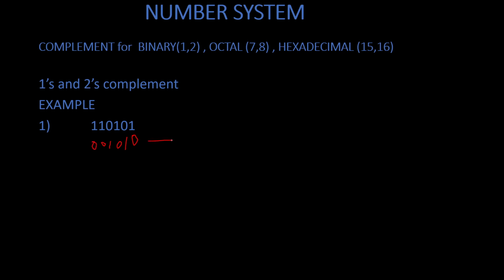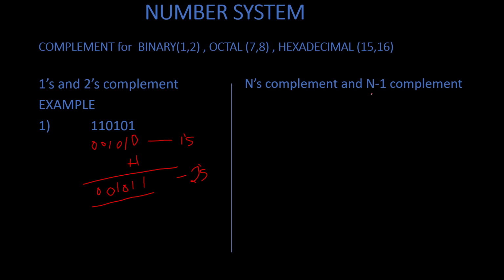So this will be the one's complement, and if you just add one, it will become the two's complement. 1 plus 0 is 1, then 1, 0, 1, 0, 0. This will be the two's complement. So these are the one's and two's complement for binary. And there is another method which is similar for binary, octal, hexadecimal, decimal, or any other base. Let's get into that method.